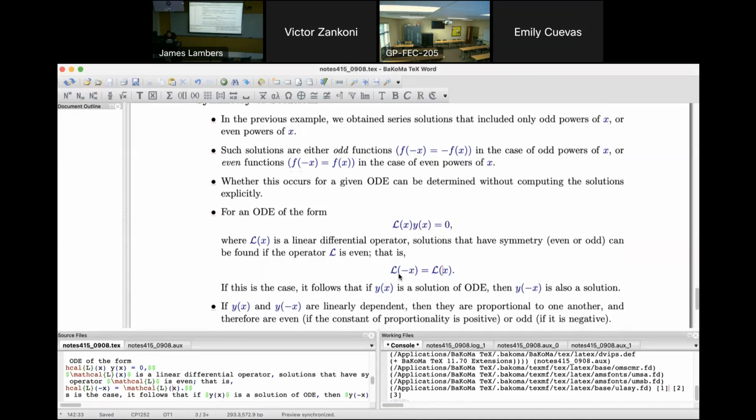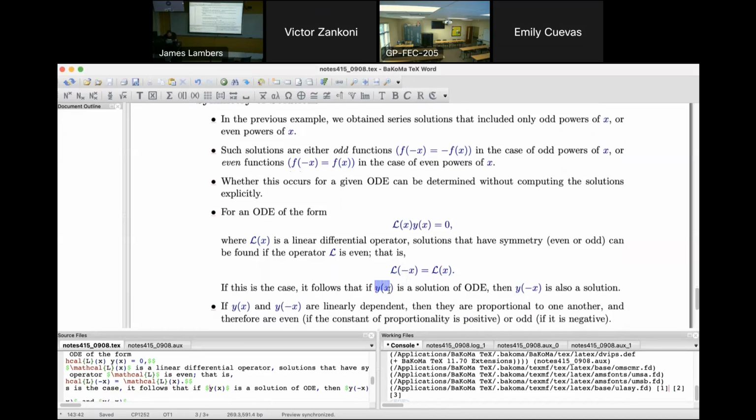Actually, I'm going to focus only on the even case. So what that tells you is that whatever solution y of x you get, y of minus x is also a solution. So just by examining the ODE before you even do anything towards finding a solution, you can detect if there's going to be symmetry.